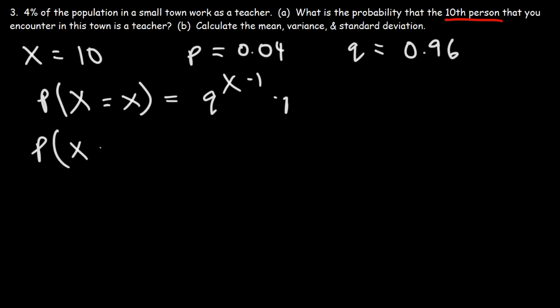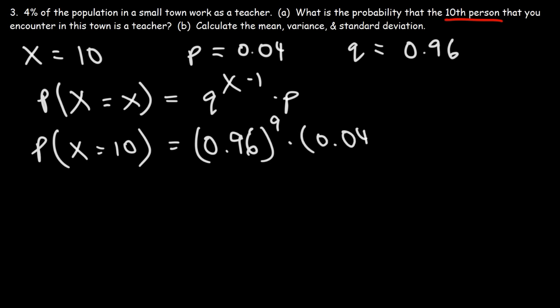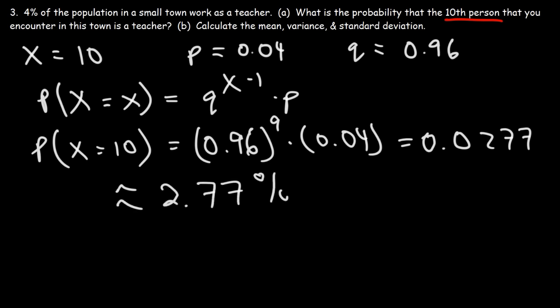So let's replace little x with 10. Q is 0.96. 10 minus 1 is 9. And p is 0.04. So it's 0.96 raised to the 9th power times 0.04. So this is equal to 0.0277. So there's approximately a 2.77% chance that the 10th person that you encounter in this town is going to be a teacher.